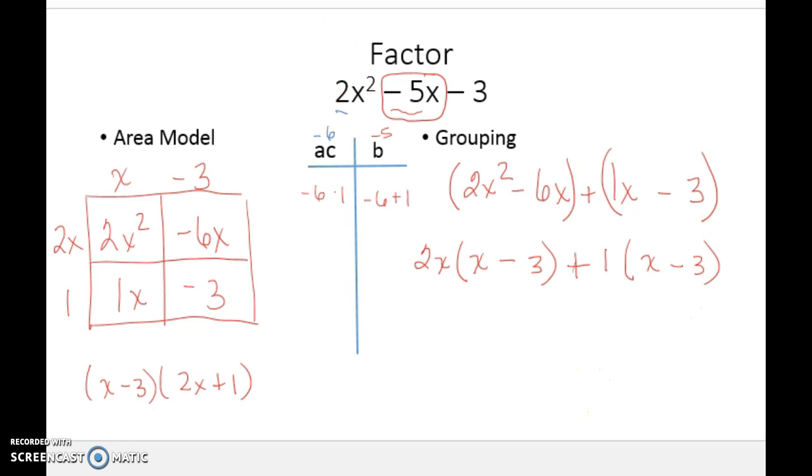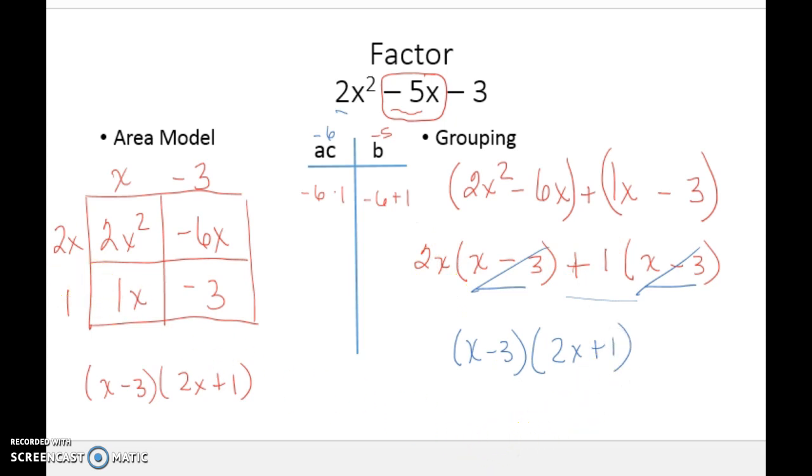Now, if you'll notice, once I do that, I'm left with this common factor. If I look at this whole thing as one term and this whole thing as one term that I'm adding together, they both have that common factor of x minus 3. So I have the x minus 3. And once I factor that out, what am I left with? 2x plus 1. So there are my factors.